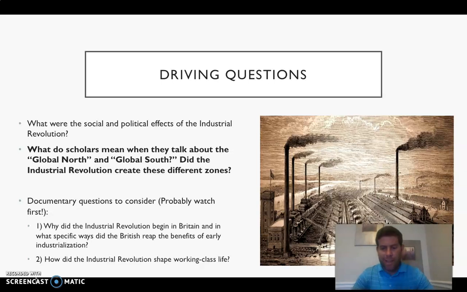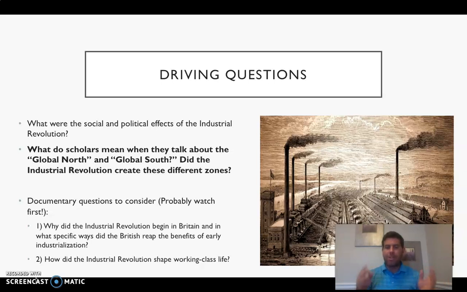We're back for lecture number 2 of week number 4, and our first lecture focused on the political and social effects of the Industrial Revolution. We're mostly looking at European political and social effects. We're going to shift our focus in the second lecture to look at the global North and the global South.